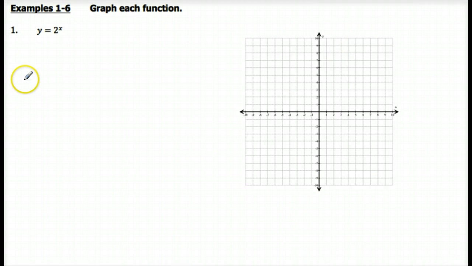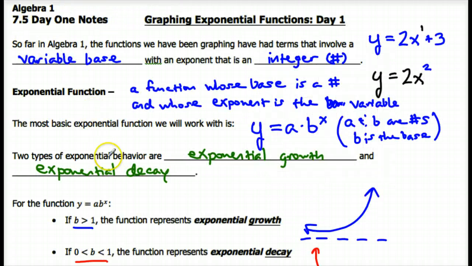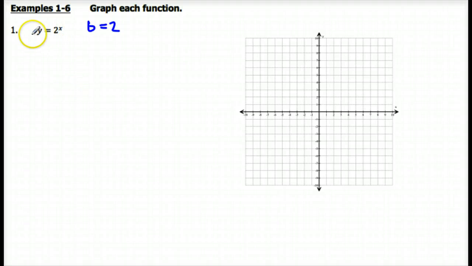Okay, so let's just start with the basic one. Number one, we have the function y equals 2 to the x power. Okay, so the first thing I want you to identify is the type of behavior. Is this growth or is this decay? Well, in this case, our b value is equal to 2. Okay, that's our base. And remember, I said anytime your b value is greater than 1, you have growth. Okay, so this is going to be an example of exponential growth. And so that means we can expect that our graph is going to look something like this. Okay, that's going to be the basic shape of our graph.